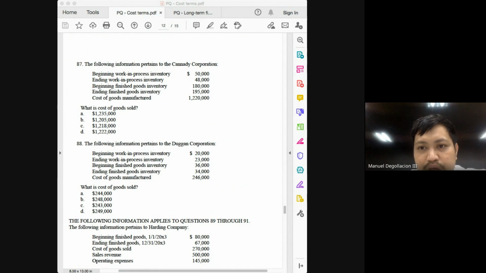88, same question, the same given, class, only the figures are different. What happened to our finished goods inventory? This time it decreased by how much? 2,000. What does it mean if your ending finished goods inventory decreased? The cost of goods sold is greater than the cost of goods manufactured. So all you have to do is to add 2,000 to your 246. So this would be 240.